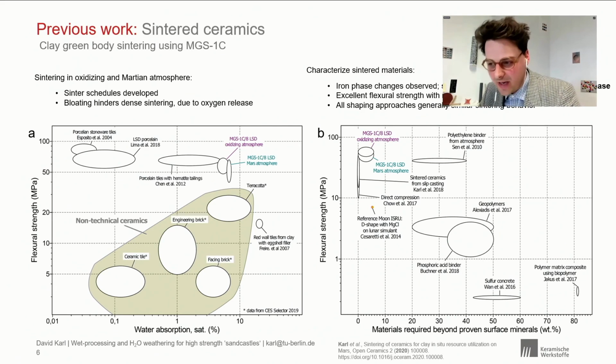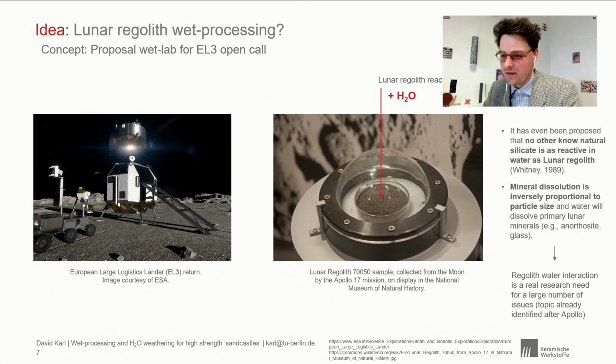Okay, with this as a background, I know all of you are very interested in lunar stuff. So I was like, okay, what can we do on the Moon? Everybody wants the Moon, nobody wants Mars in Europe. There was this call, and Advenit sent me this call for the EL3 lander and asked me, can you do something with this? And then I was like, okay, what would happen if we propose a wet chemistry lab for EL3?